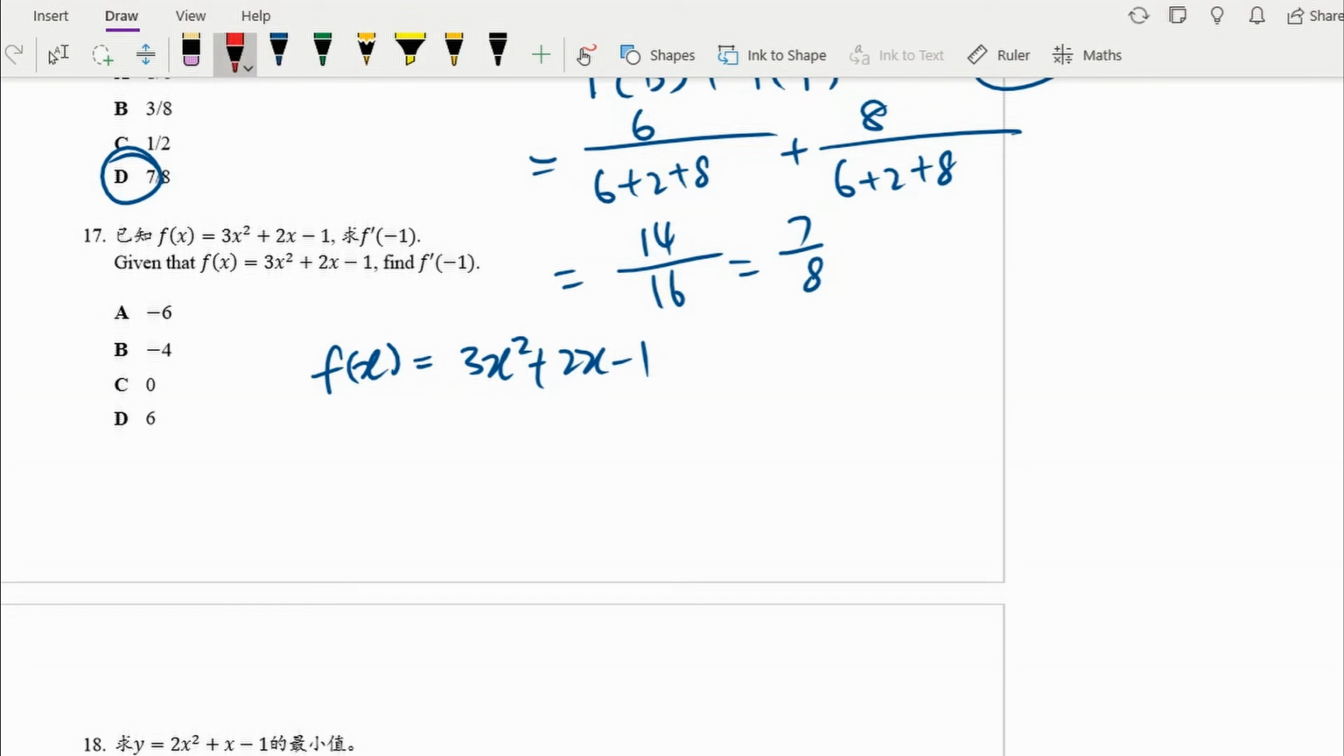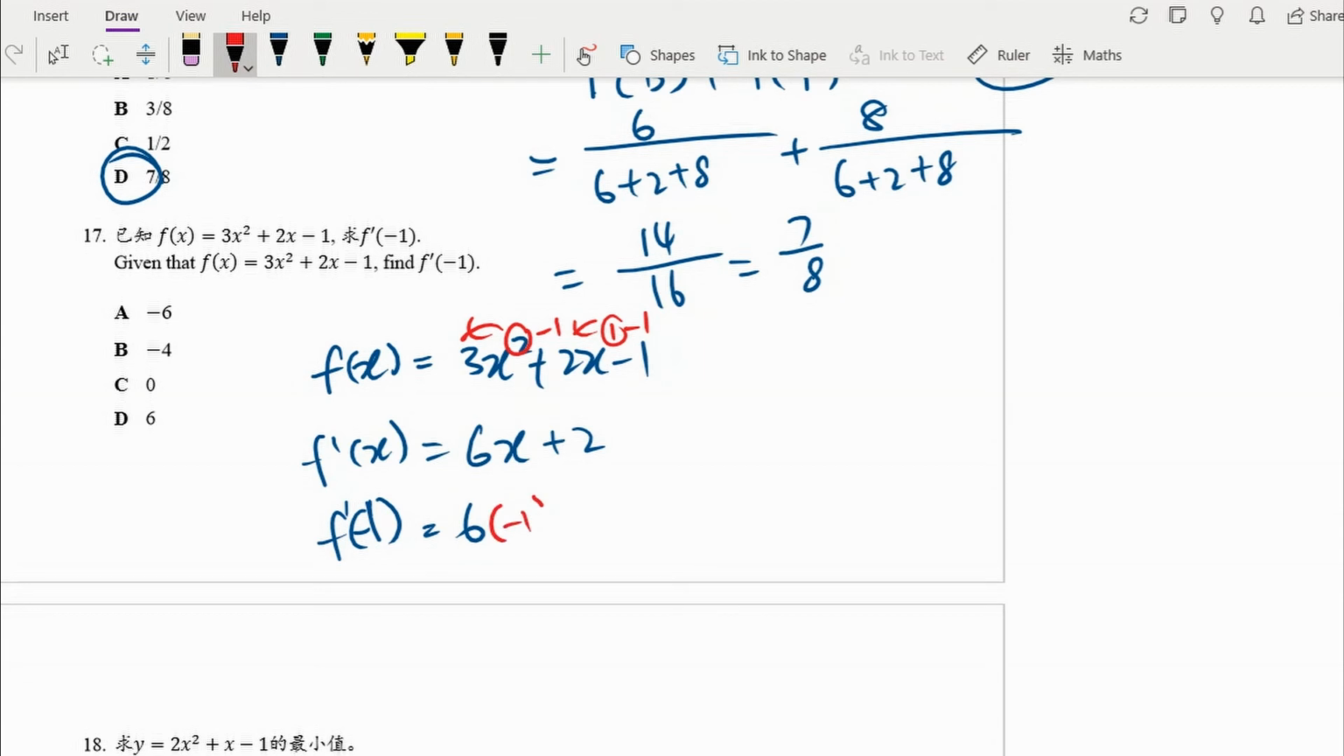Bring down the power and power minus 1. 3 times 2 is 6x. 2 minus 1 is 1. Perhaps I don't have to write. Then this one, power 1, bring down, 2 times 1 is 2. Then 1 minus 1 is 0, which is x to the 0 is 1. Then this one, differentiate a constant, you get 0. So it's 6x plus 2. This is your f prime of x. Then I want f prime of negative 1, which is 6 times negative 1, then plus 2, which is negative 6 plus 2, which is negative 4. The answer is B.